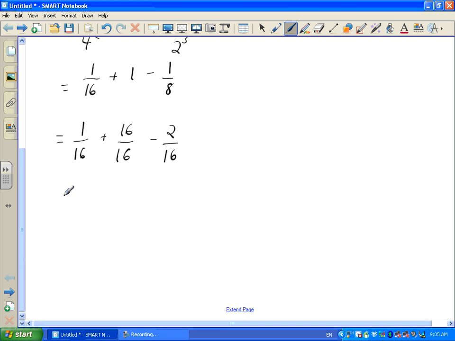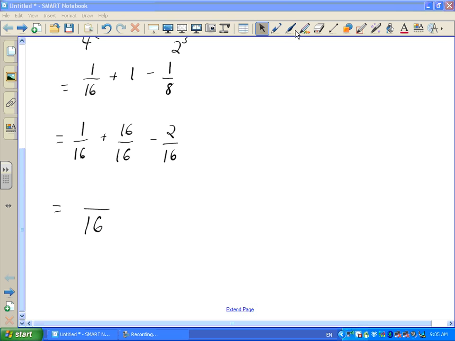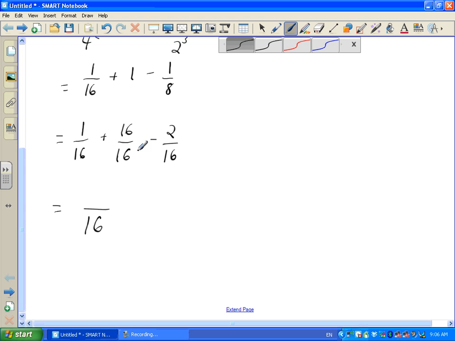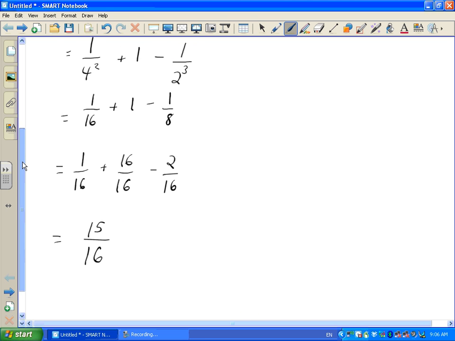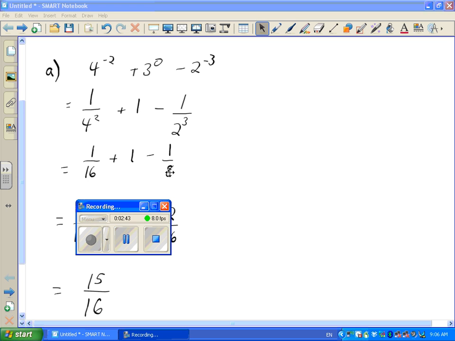From there, my answer is going to be over 16. I just have to evaluate the tops of the fractions. So 1 plus 16 is 17. 17 minus 2 is 15. 15 over 16 is your final answer. Please, for this unit, go over your fraction rules. You'll definitely need to know how to use them.